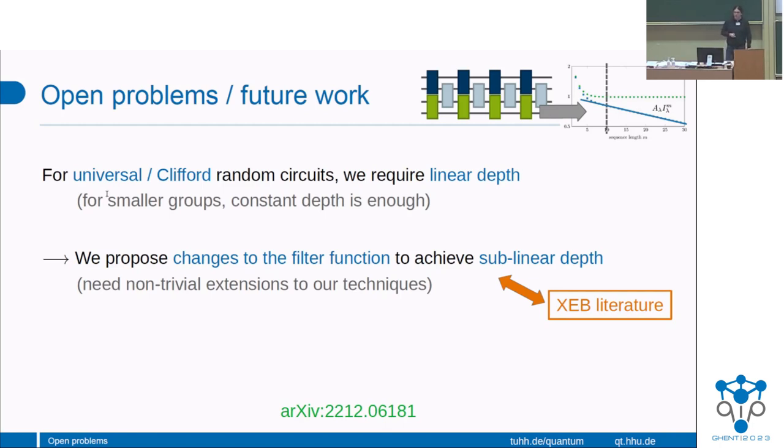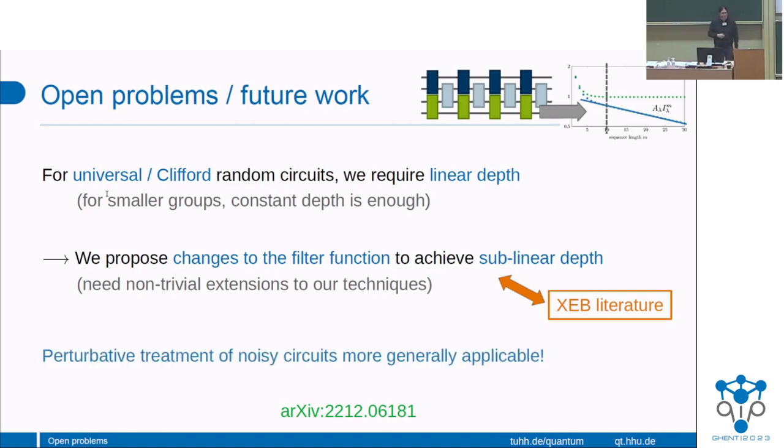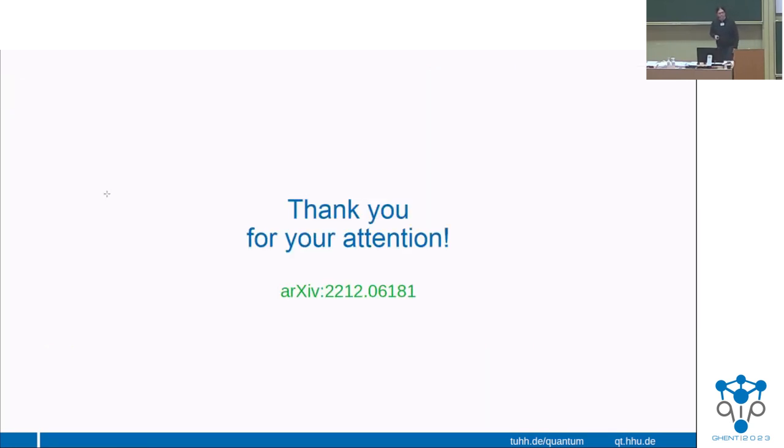These proposals are highly relevant because similar problems were recently discussed in the cross-entropy benchmarking literature under the name of unbiased versus biased estimators, and I think we have some new input to this discussion with our proposals. And in the end, we think that this perturbative treatment that we do is actually generally applicable if you deal with noisy circuits in some application, and therefore might also be very relevant if you're just interested in the technique. And with that, I want to conclude and thank you for your attention.